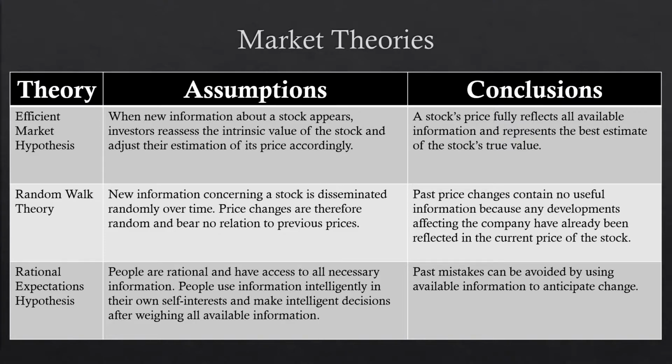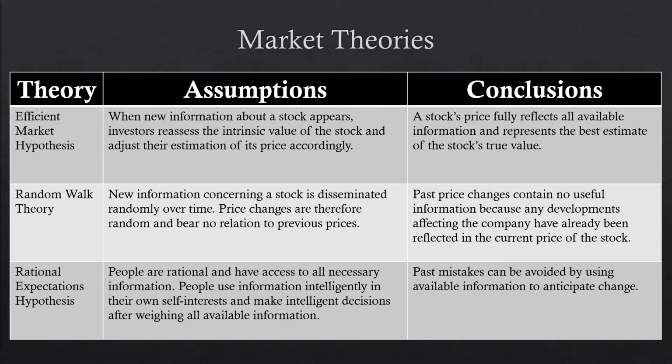We also have a third market theory, which is the rational expectations hypothesis. This is sort of a mix of both. It adds a little bit of human psychology in it as well. The rational expectations hypothesis has an assumption where people are rational and they have access to all necessary information. People use information intelligently in their own self-interest and make intelligent decisions after weighing all available information. Now, the conclusion with this theory is that past mistakes can be avoided by using available information to anticipate change.